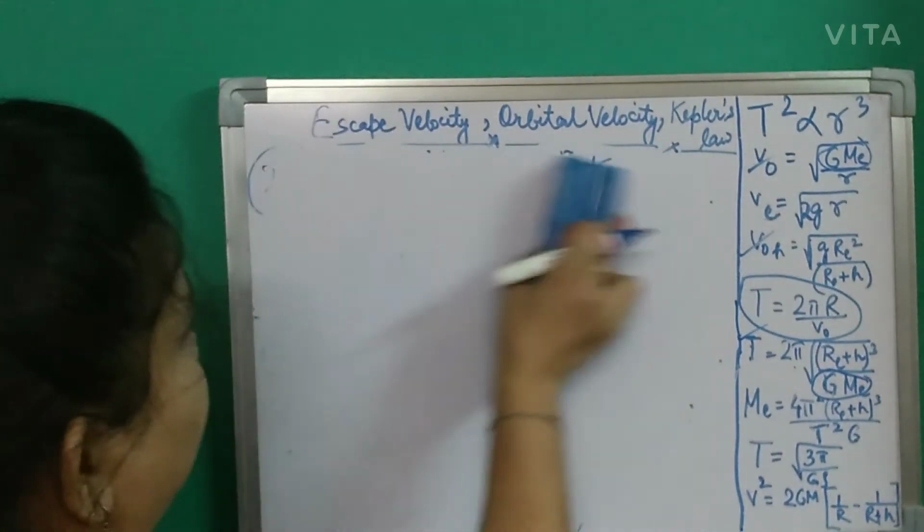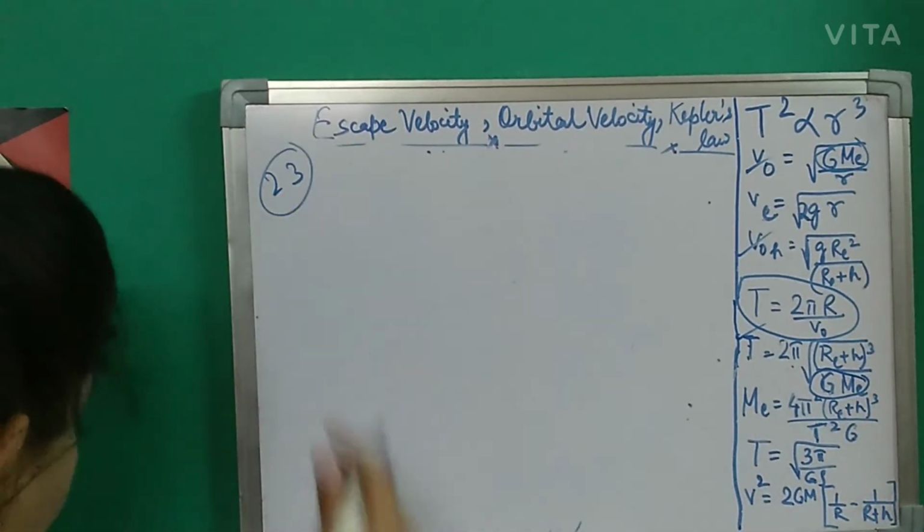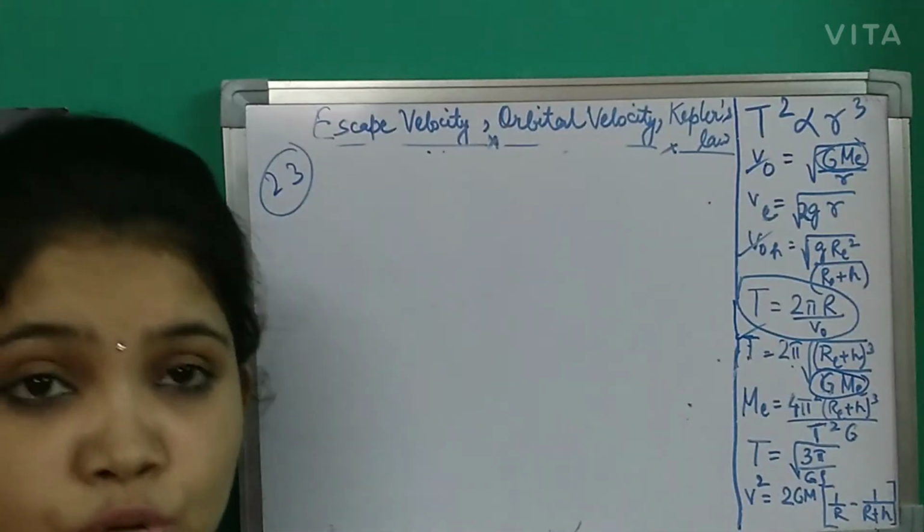Let's see what sum number 23 is telling us. Sum number 23 is the same type as 22, so you can do it yourself. Let's do sum number 24.